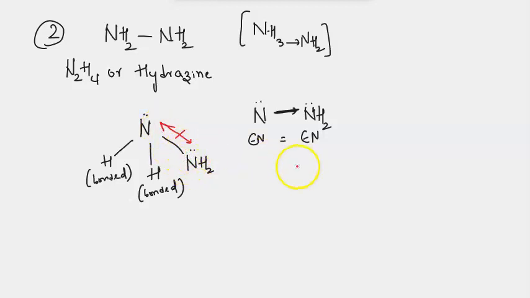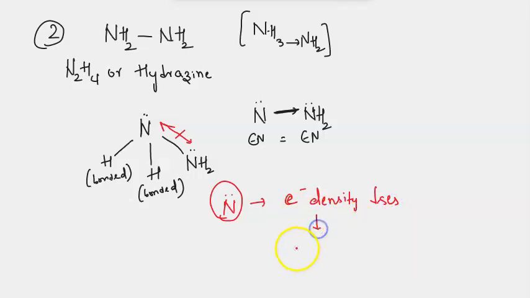Because of this, the electron density on the central nitrogen atom will decrease, unlike in the case of ammonia. So this results in a decrease in the tendency to donate a lone pair of electrons. The electron pair donating capacity also decreases. Hence, it is a less strong Lewis base.